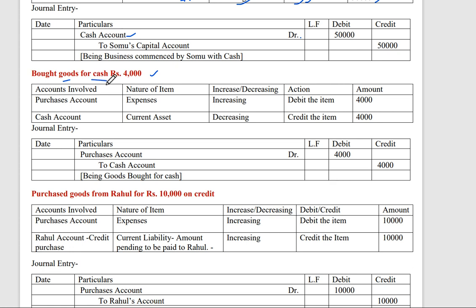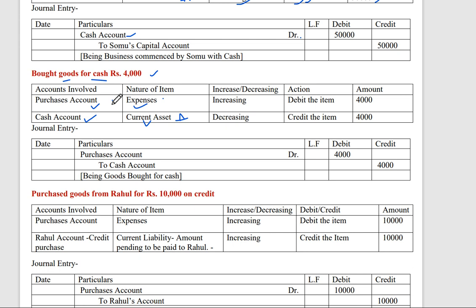So, bought goods for cash, rupees 4,000. Purchases account is being involved and cash account is being involved. When we say purchase, it is an expense. When we say cash, that is a current asset from the accounts of assets. So what is happening here?